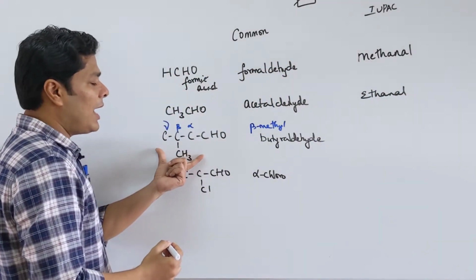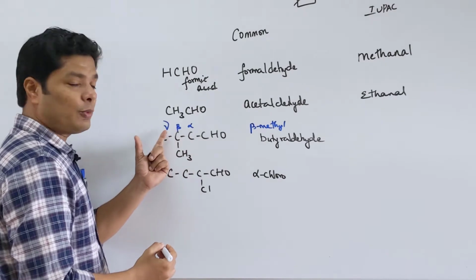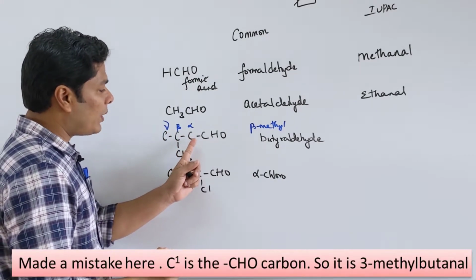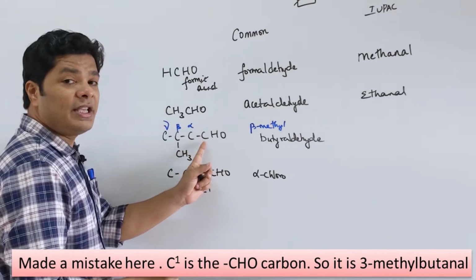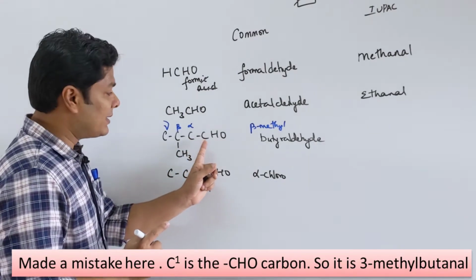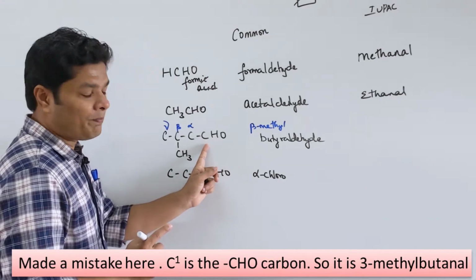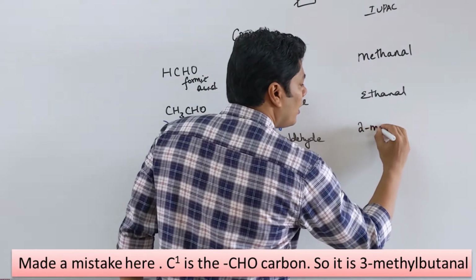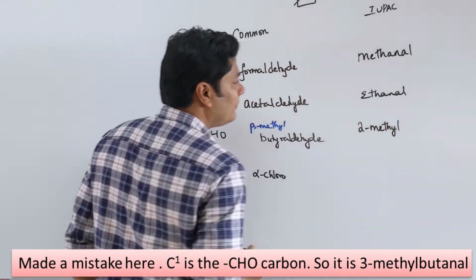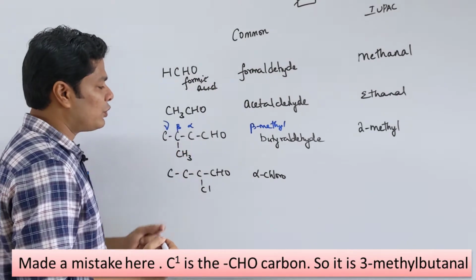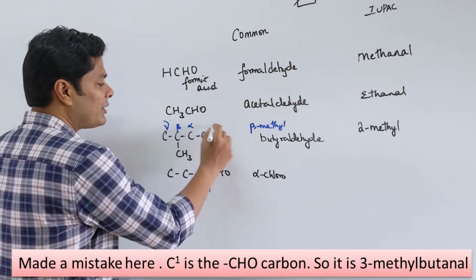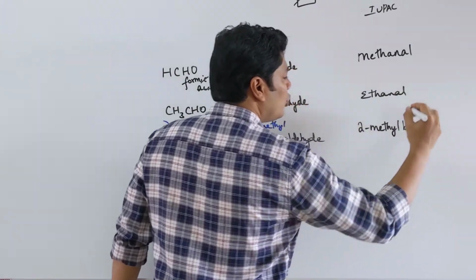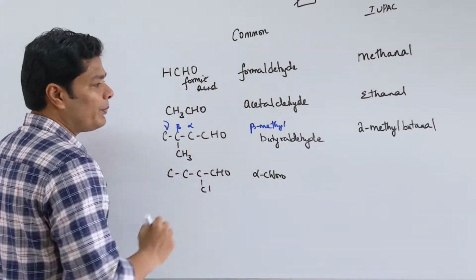When it goes here, IUPAC doesn't care about the alpha beta positions. It goes by carbon 1, carbon 2. So carbon 1 is the carbon that is attached to CHO. CHO is not taken as carbon 1 because I cannot substitute anything in this carbon. So this is carbon 1, this is carbon 2. So this will become 2-methyl, and there is 1, 2, 3, 4. We have to get the longest chain including the CHO group. So this would be 2-methyl butanal. This would be 2-chloro butanal.